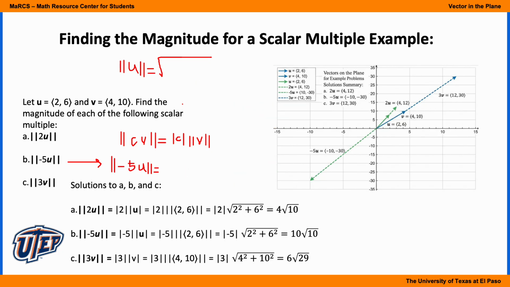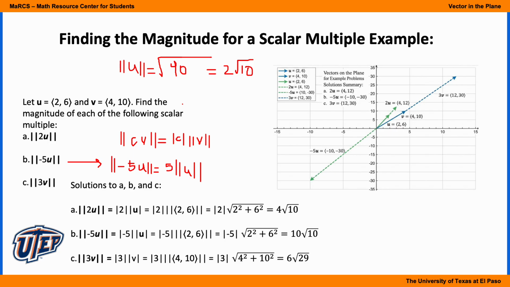So now for part B, we have to find the magnitude of -5 times the vector u. So we do the absolute value of -5, so that'll be 5 times the magnitude of vector u. And previously, for example A, we had already found the magnitude.